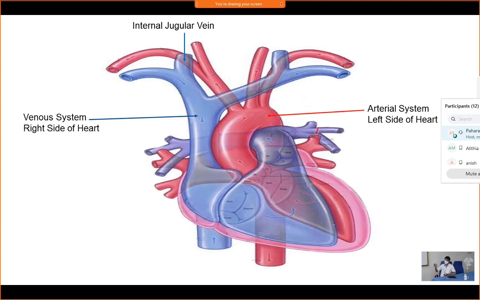As we can see from here, from the right atrium the superior vena cava, and from the superior vena cava it goes to the internal jugular vein. So it lies on the same plane, and this vein is valveless. So any change in the right side of the heart, especially the right atrium, is directly reflected in the internal jugular vein.